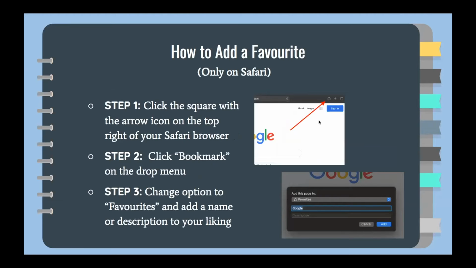Now you start by clicking the square with the arrow icon on the top right of the Safari browser and click bookmark on the drop menu. Change the option to favorites and add a name or description to your liking.